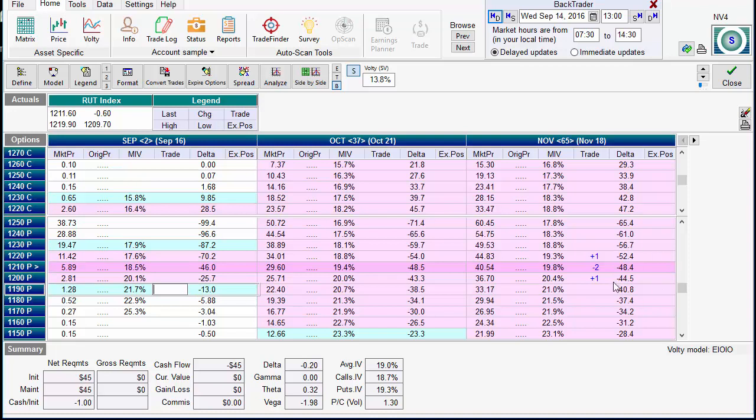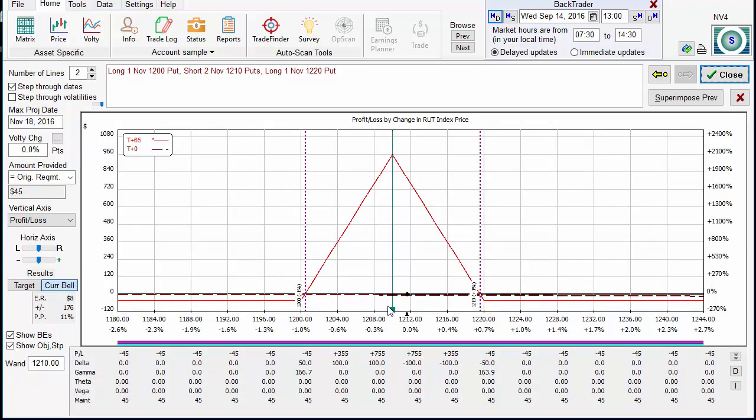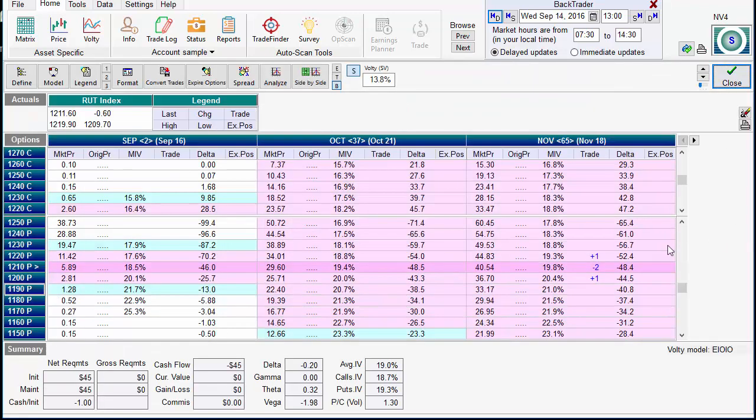Let's compare that to options that are going to expire in 65 days and look at the difference between those two. That same exact trade will cost you $45, and this is what your risk profile looks like. Very similar, but right off the bat you should notice your risk to reward. You're risking 45 to potentially make 955 is much greater.